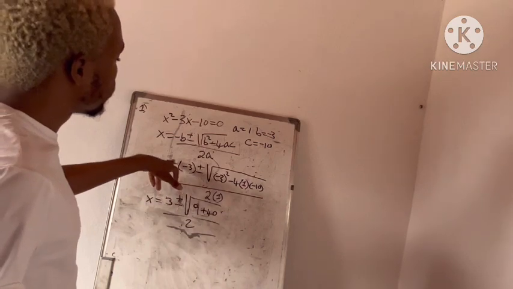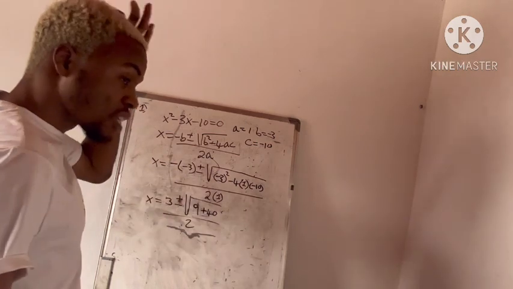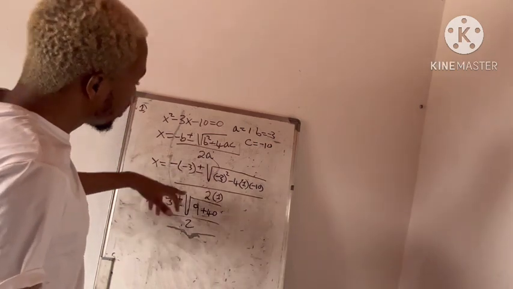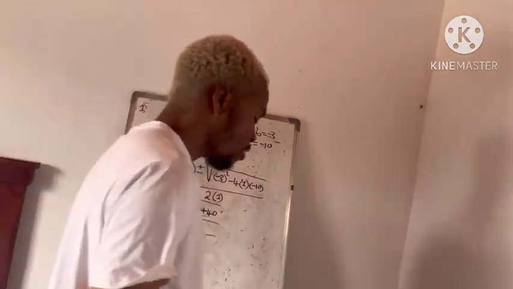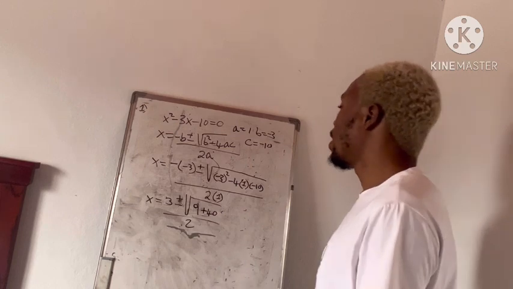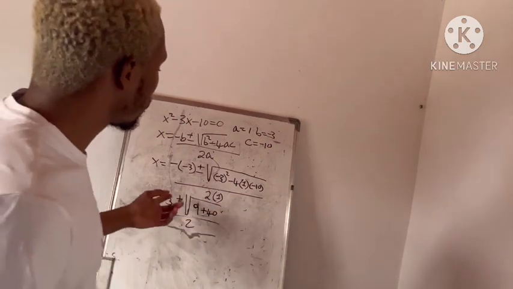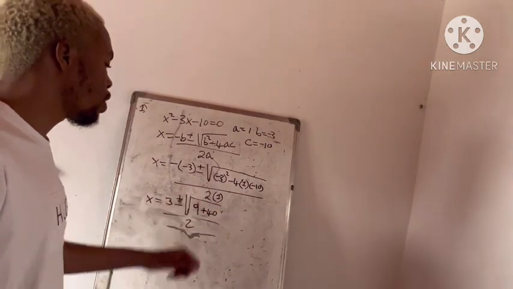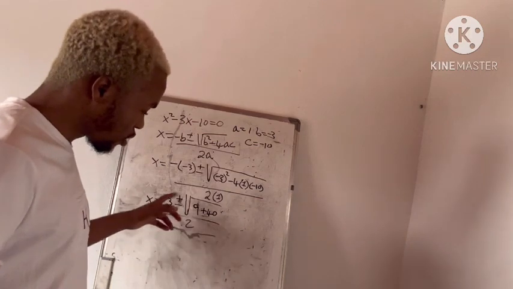So negative b, negative into b, which is negative 3, negative times negative gives you a positive sign. That's why we end up with 3 here, and negative 3 squared gives you 9, and minus 4 times 1 gives minus 4, and minus 4 times negative 10 gives plus 40. That's the reason why in here we got 9 plus 40. So you can see 3 plus or minus the square root of 9 plus 40, all divided by 2. So you have x equal to that.